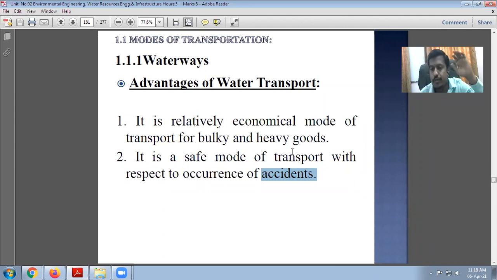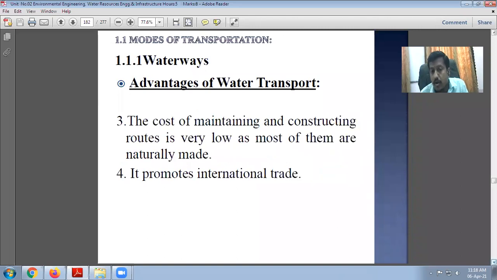We have to rely on the environmental and weather conditions as far as this water medium is concerned. If the weather and everything is good, there will be no problem, hardly any chance of accidents occurring. So these are some advantages of waterways. The cost of maintaining and constructing the routes is very low, as most of them are naturally made. This is a very important advantage that we have.